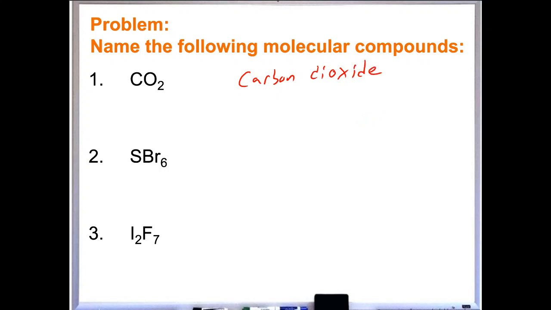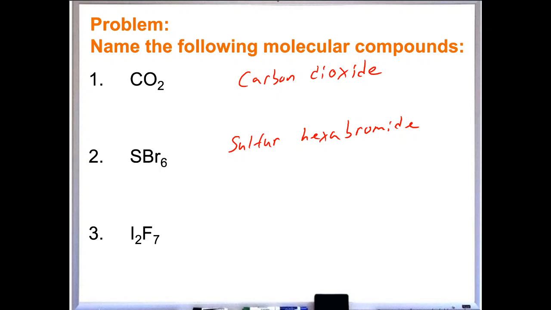Okay, easy enough. Next one, so we have sulfur and bromine. So again, we have to compare these. Okay, so bromine is obviously a halogen. Sulfur is a lot closer to our metals, so sulfur is definitely going to come first. So sulfur, there's only 1, so I just write sulfur. And then I have 6 bromides, so this is going to be hexa. Bromine becomes bromide. So I end up with sulfur hexabromide.